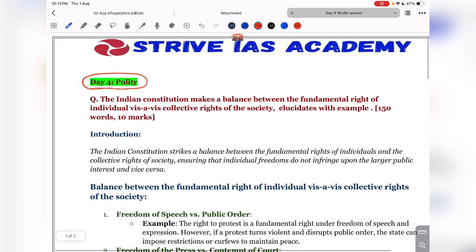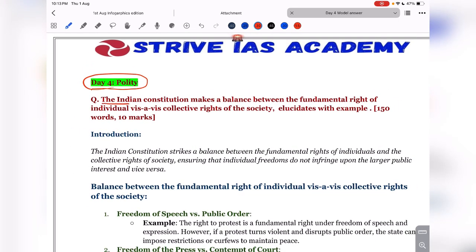The first question, let's read out the question. The Indian constitution makers balance between the fundamental right of the individuals and the collective right of the society. Elucidate with examples. So you have to write this in 150 words, 10 marks and 7 minutes.